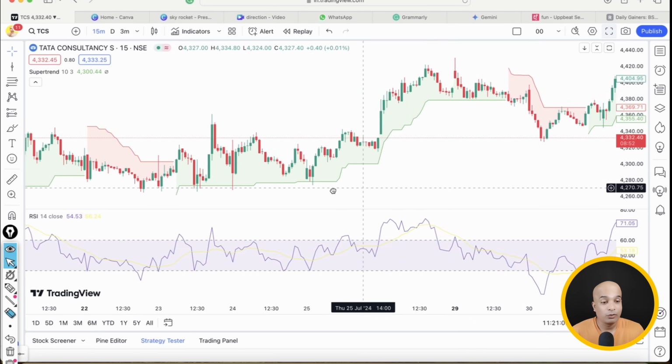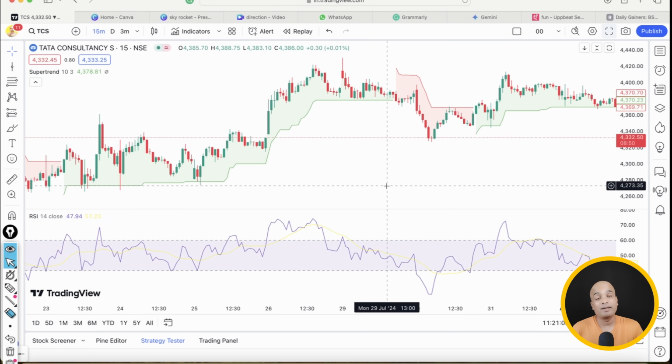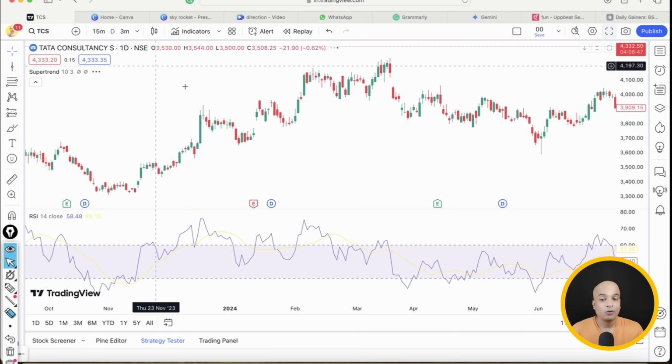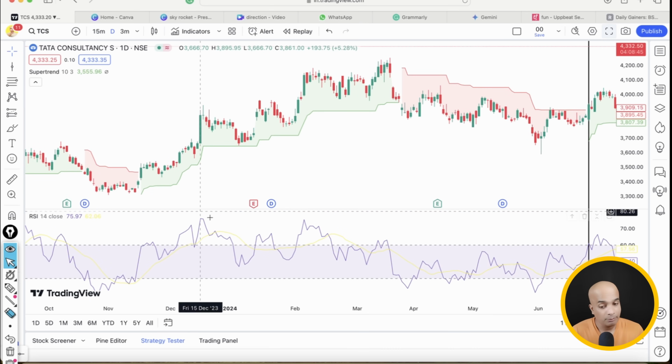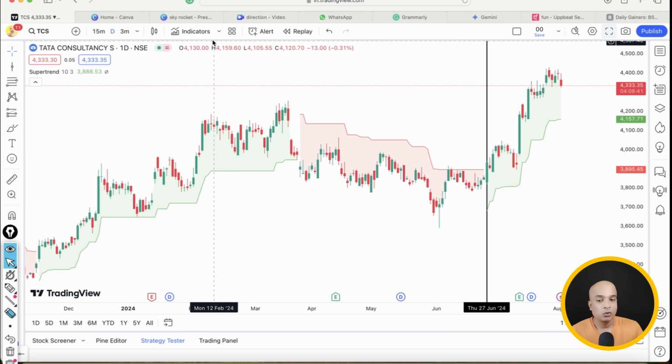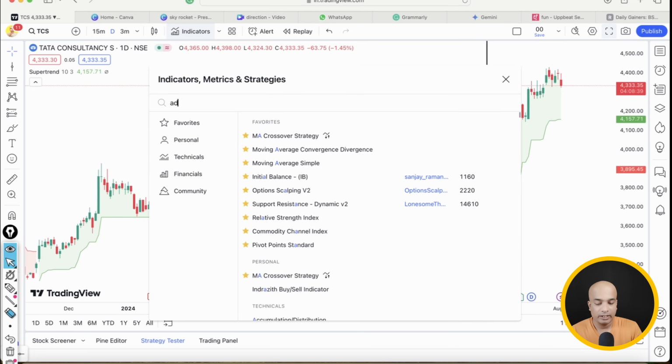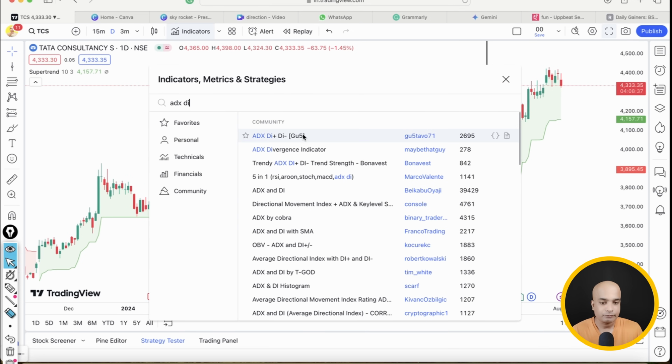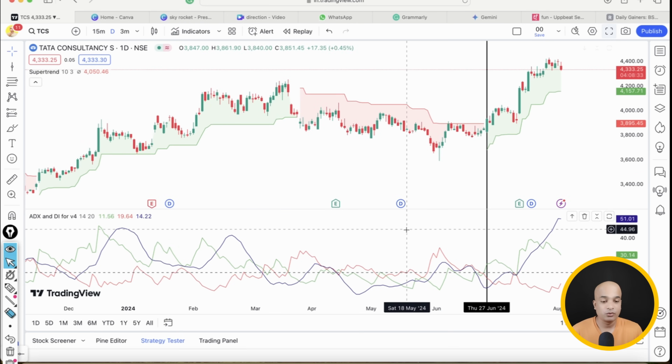So, in this way, if you club the RSI in smartly with the super trend indicator, you will get better results. For example, along with RSI, you can also use the ADX indicator. So if you go to ADX and DI, this is the ADX and DI indicator. You can also use this indicator.